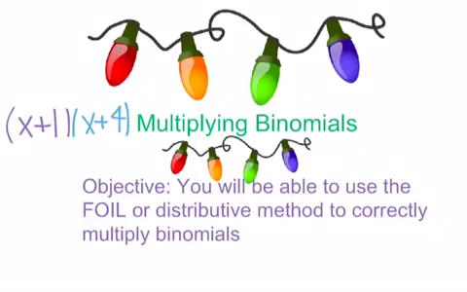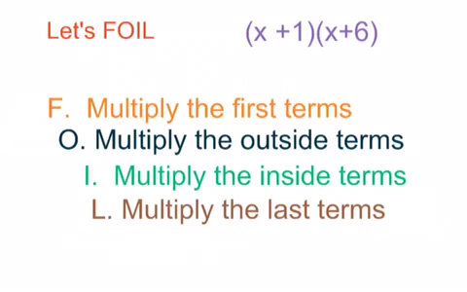Alright guys, today we're going over multiplying binomials. The objective here is to use the FOIL or the distributive method to correctly multiply binomials. We have a nice example right here of two binomials. We're also going to use one or two examples of the tabular method. I don't think a lot of people use that, but if you want to use it, I'll show you a couple examples. Alrighty, so what does FOIL mean?